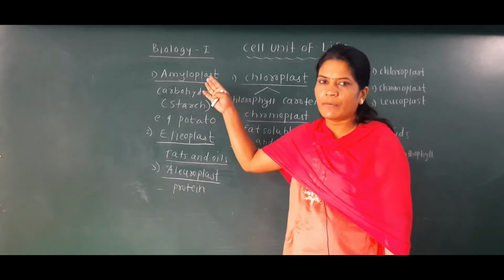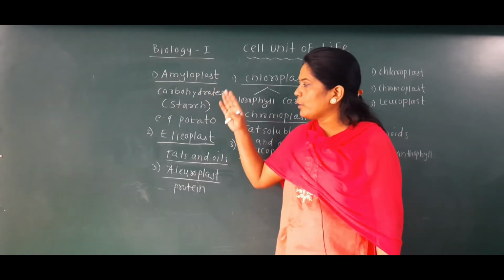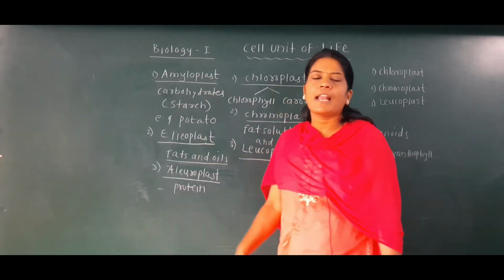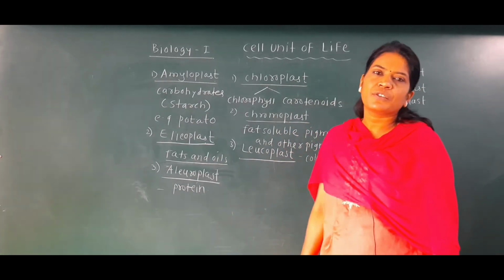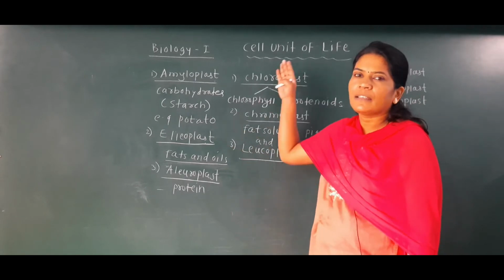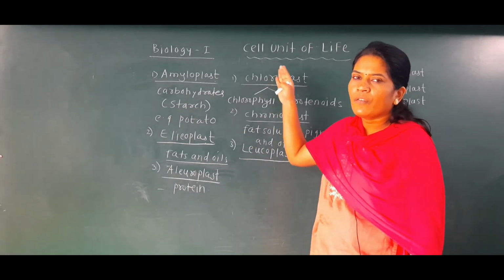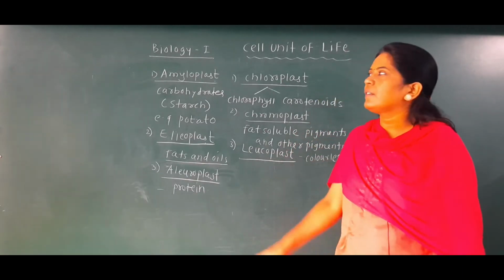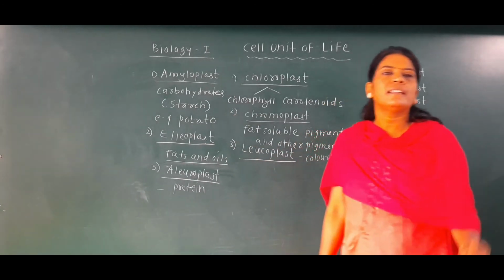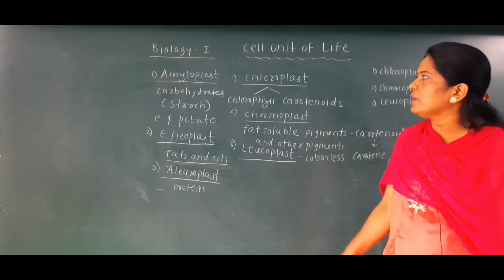So from the NEET point of view, a question may be asked in which one column gives the names of the plastids, that is amyloplast, elaioplast and aleuroplast, and the other column gives the nutrient which gets stored in that plastid, that is carbohydrates, fats and oils, and protein. You have to match the nutrient with the type of plastid. This is one type of question that may be asked for NEET.